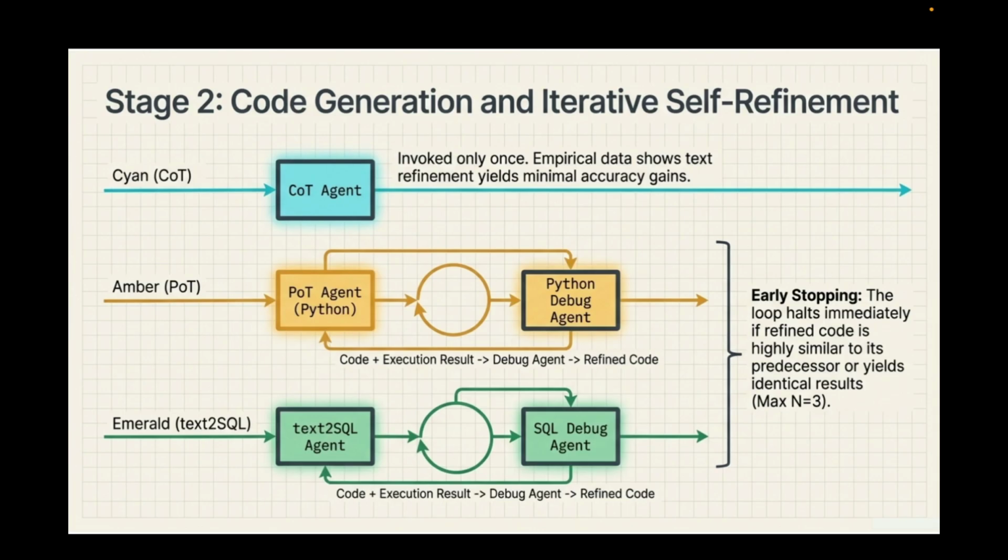Now, code and SQL generation are powerful, but they can also fail. The generated code might have syntax errors, or the SQL query might be incorrect. So, the framework includes debug agents that try to fix these errors iteratively. The paper also points out that the refinement is more useful for code and SQL than for plain natural language COT. That is why COT is usually run once, while POT and text to SQL can go through repair loops. So this stage is about generating candidate answers with different reasoning styles and improving them when possible.